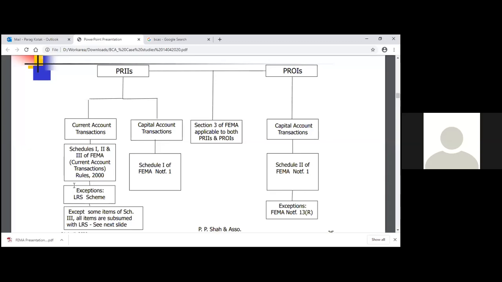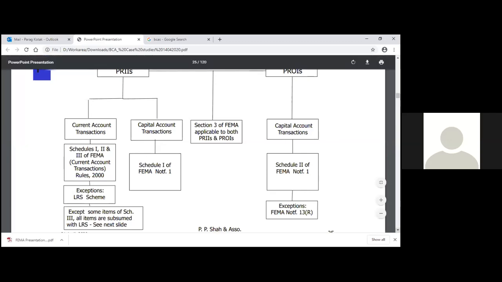So therefore, section 3, we may popularly call it a Hawala transaction, but I would try to understand that it is a mechanism through which the transactions are to be carried out. There are three matters. One is section 3 of the FEMA, and the two other exceptions are the liberalized remittance scheme and the remittance scheme.